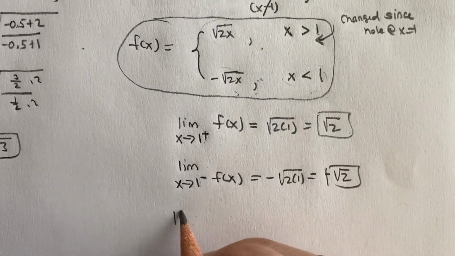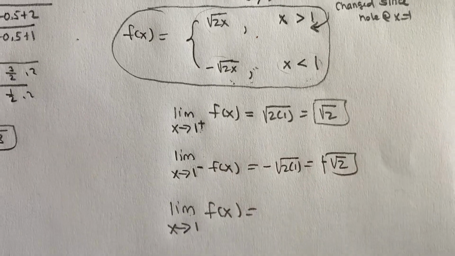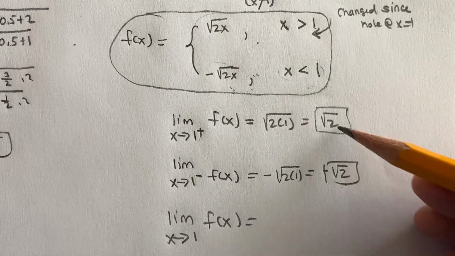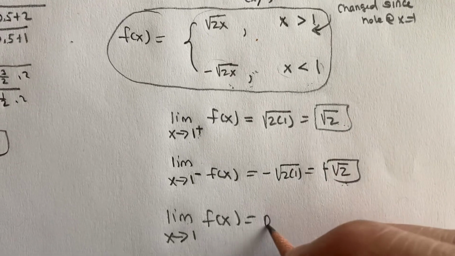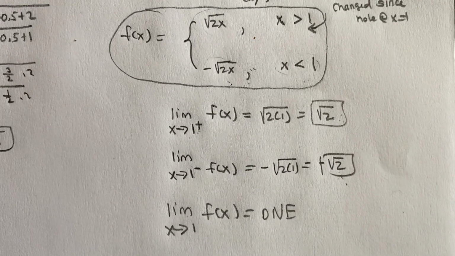And now if I ask you what is the limit overall as x approaches 1, remember for a limit to exist, the right-hand limit and the left-hand limit have to be the same number. These are not the same number, and you would say the limit does not exist.